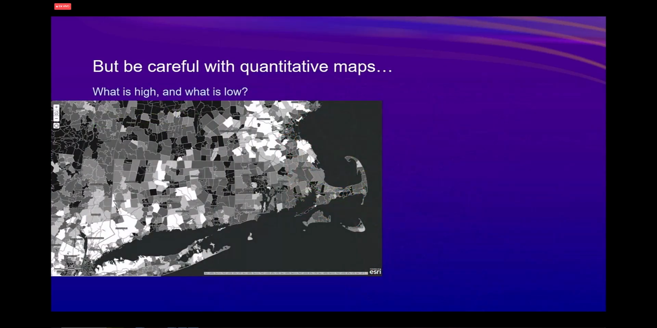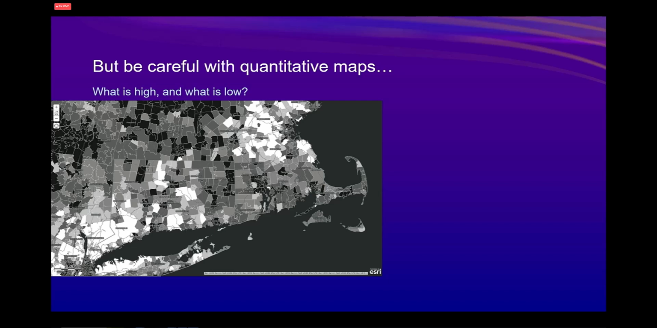There's a problem, though. You've got to be careful with quantitative maps, because the question is, what is high and what is low? On this map, the higher values are the light values, because it makes sense on a dark map. But I'm guessing most of you looking at this would probably just assume that the dark values were the high values, because that's the way we've sort of been trained to think.